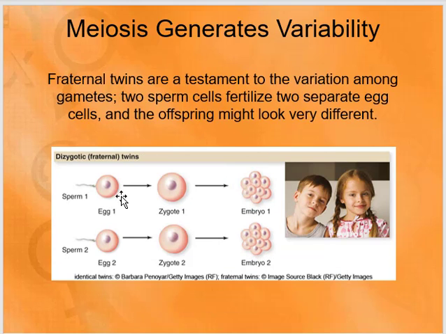Fraternal twins is a little different. To get fraternal twins, you basically have 2 eggs that are fertilized. And so they are 2 separate embryos. They don't share any genetic material like identical twins do.